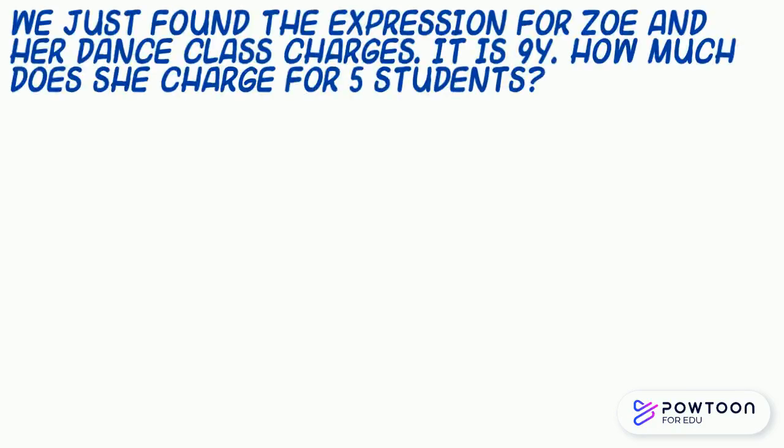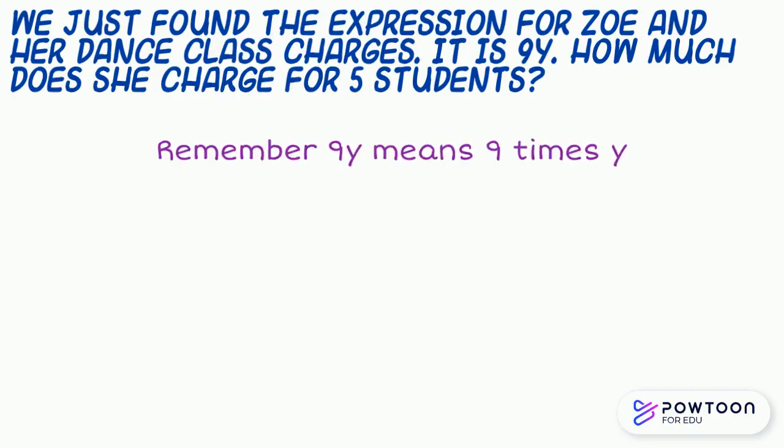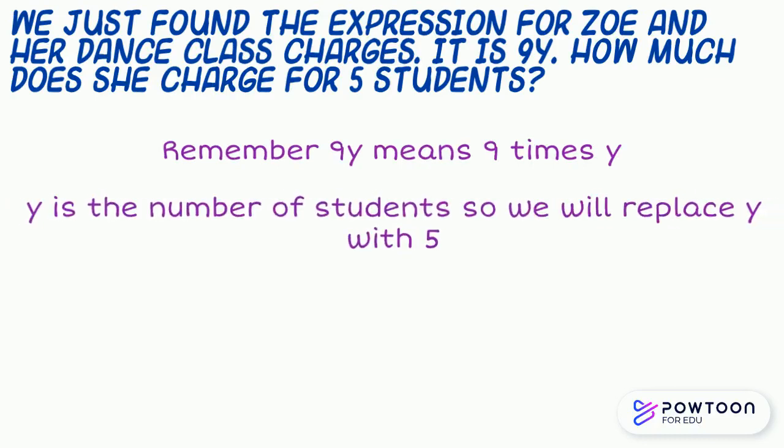Using the expression we just made for Zoe and her dance class charges, we can actually find out how much she charges for 5 students. So we've got 9Y, which actually means 9 times Y, and Y is the number of students, which is 5, so it becomes 9 times 5, which is just $45.